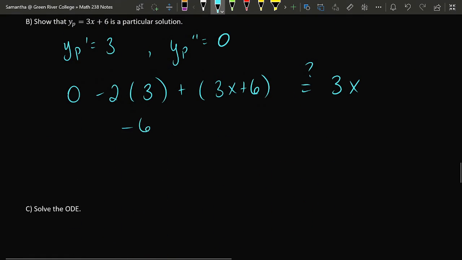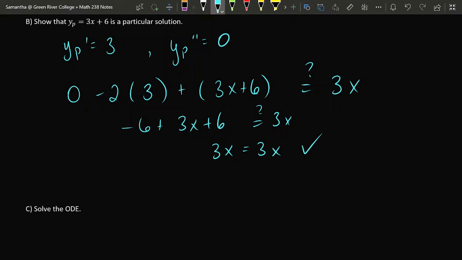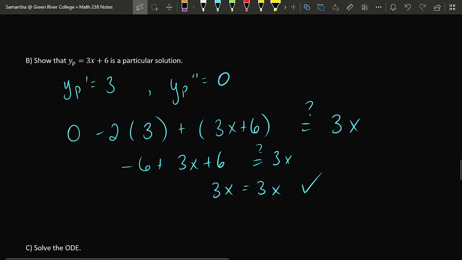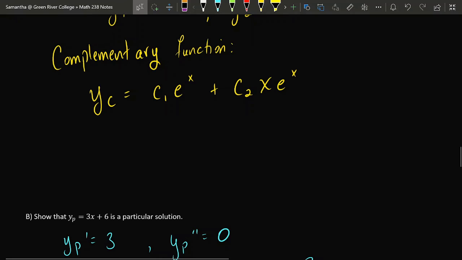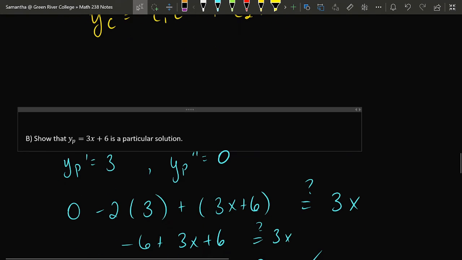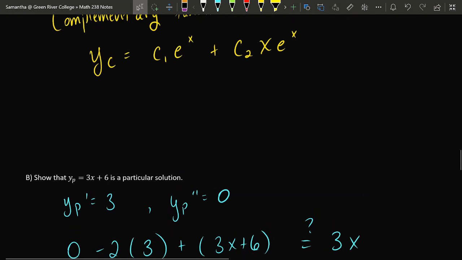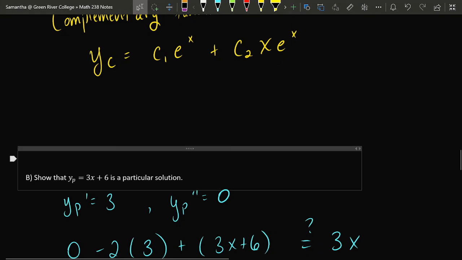When I simplify that, the plus 6 and the minus 6 cancel out, and I am indeed left with the left-hand side equal to 3x. Therefore, yes, this one function, 3x plus 6, is a particular solution to my original non-homogeneous ODE. So now I have the complementary function, and I have one particular solution. And this is all that I need to describe all possible solutions to my differential equation.